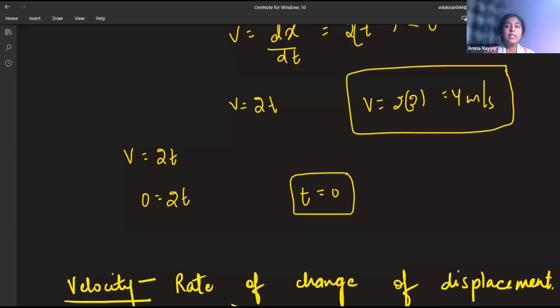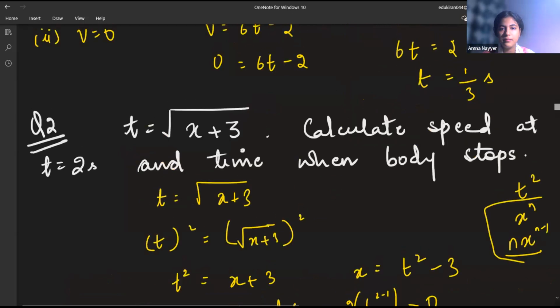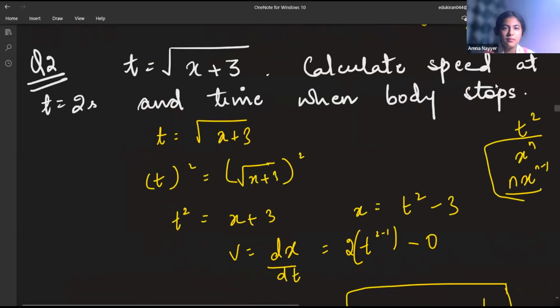Time is 0. Now tell me, is it clear? Afnan, now this concept is clear. You were having doubt in this, no? Now is it clear, Afnan, or should I repeat it? It's clear. Good. Note it down. So this completes instantaneous speed.